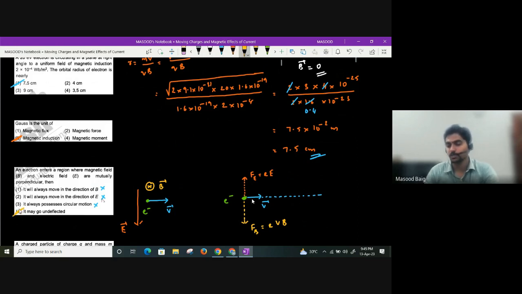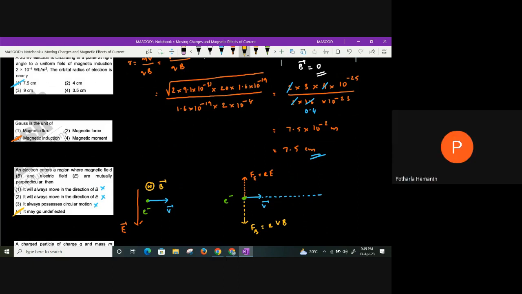So with what speed should I project? I should project it with a speed equal to the velocity selector, E by B. If I am projecting it with that speed E by B, then there is a possibility that it may move in crossed fields without getting deflected or deviated. Understood? Is that clear?